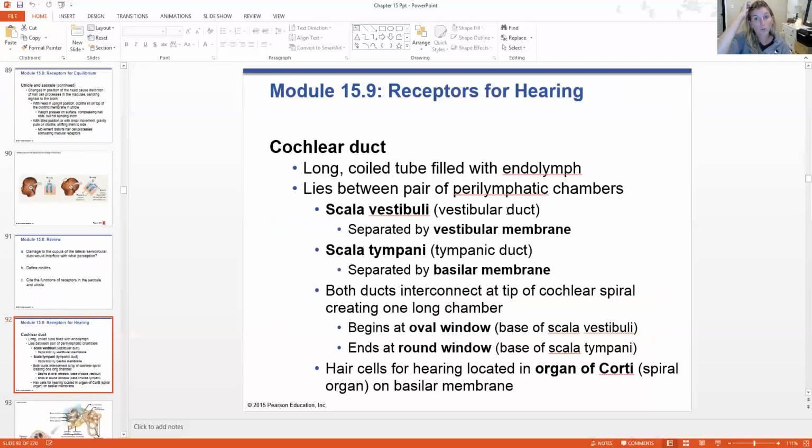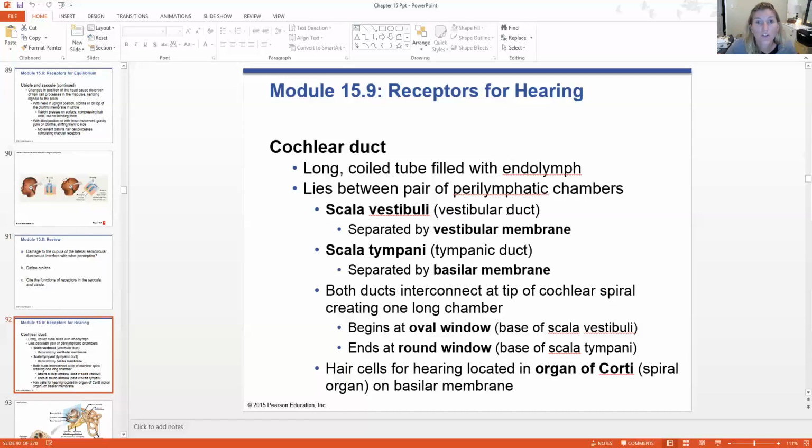Let's talk about the cochlear duct, our receptors for hearing, all within the cochlear duct. So it's a long coiled tube filled with endolymph. It lies between the perilymphatic chambers. There's the scala vestibuli and the scala tympani. The scala vestibuli is surrounded by a vestibular membrane. The scala tympani is surrounded by a basilar membrane. So both ducts are interconnected at the tip of the cochlear spiral, and they create one long chamber. It begins at the oval window and it ends at the round window.